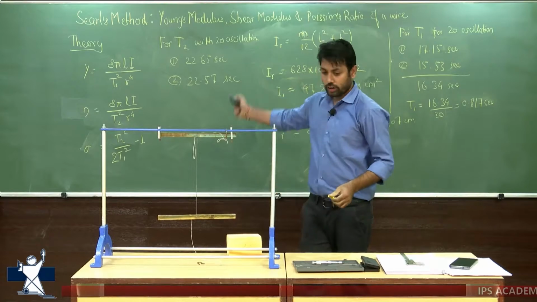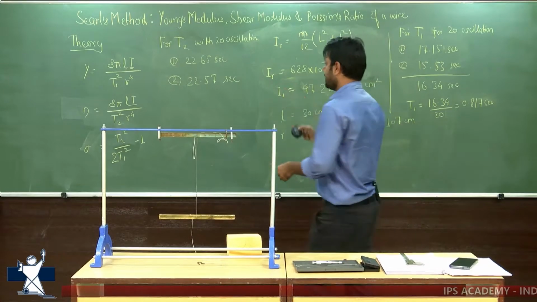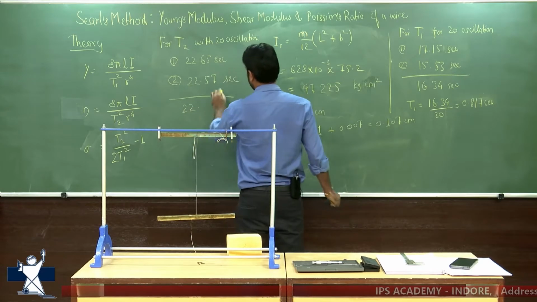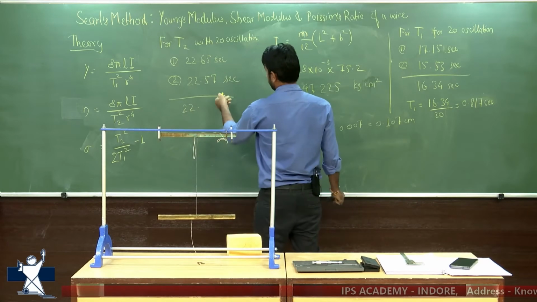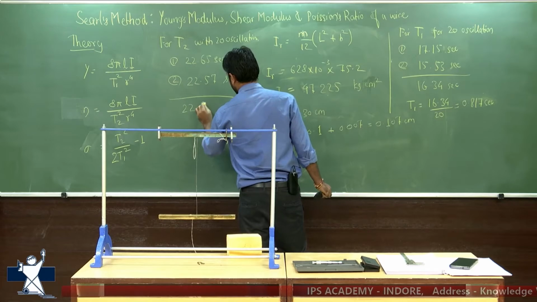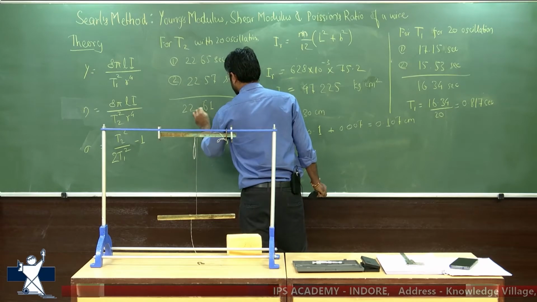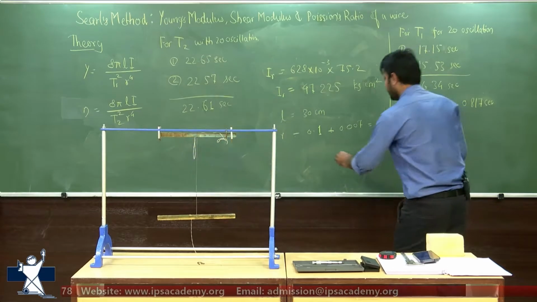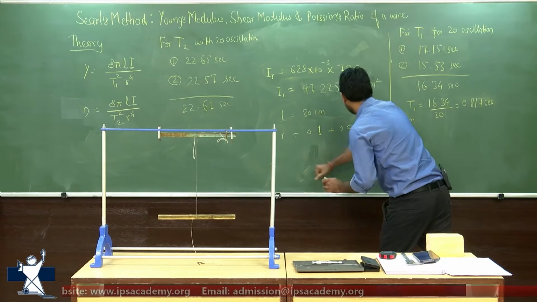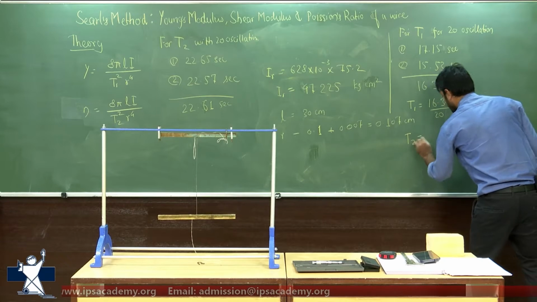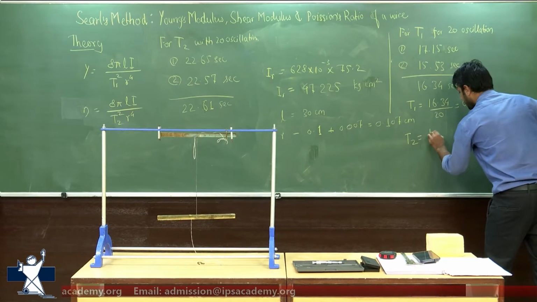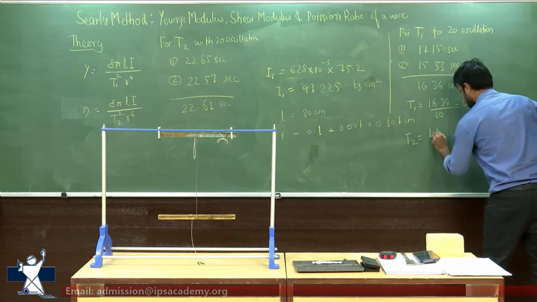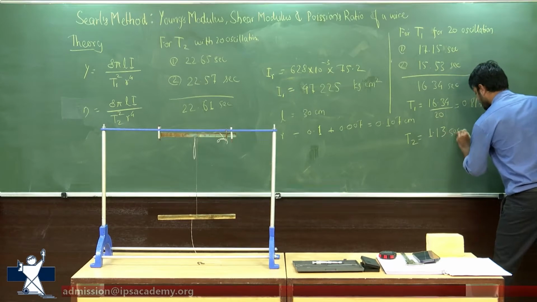Okay. So although the readings are close, we can still take the average of this. So this will be almost equal to 22.61. This is your average, and we need to divide it by 20 oscillations. So the value of T2, I'm going to write the value of T2 here, is equal to 1.13 seconds. Okay.